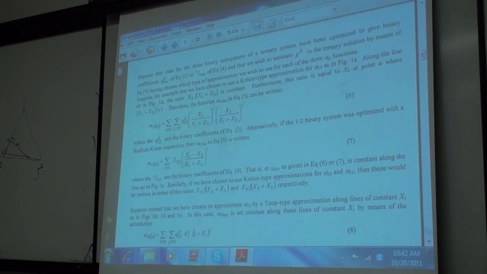Okay, starting here then on page whatever. Suppose the data for the 3 binary subsystems have been optimized to give binary coefficients. So we've got all 3 binaries optimized. We now have these binary coefficients, Qij, or we have the Redlich-Kister parameters. And we want to then do GXS in the ternary system.